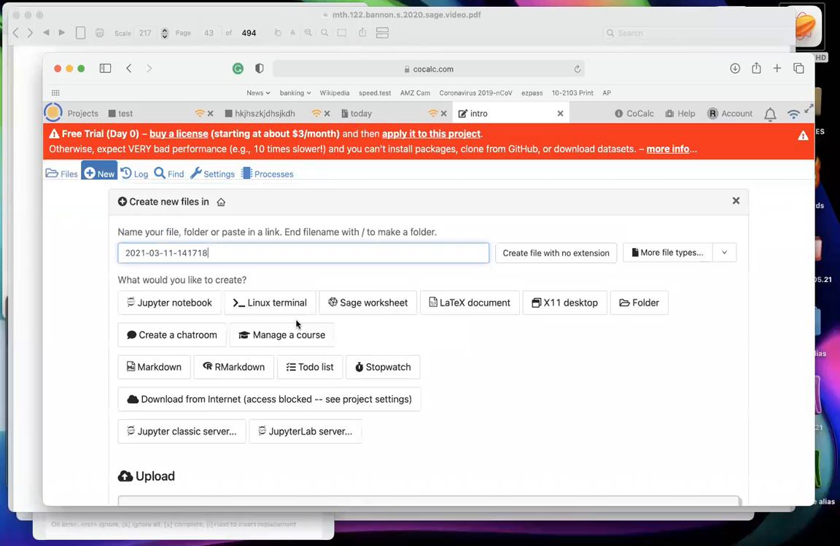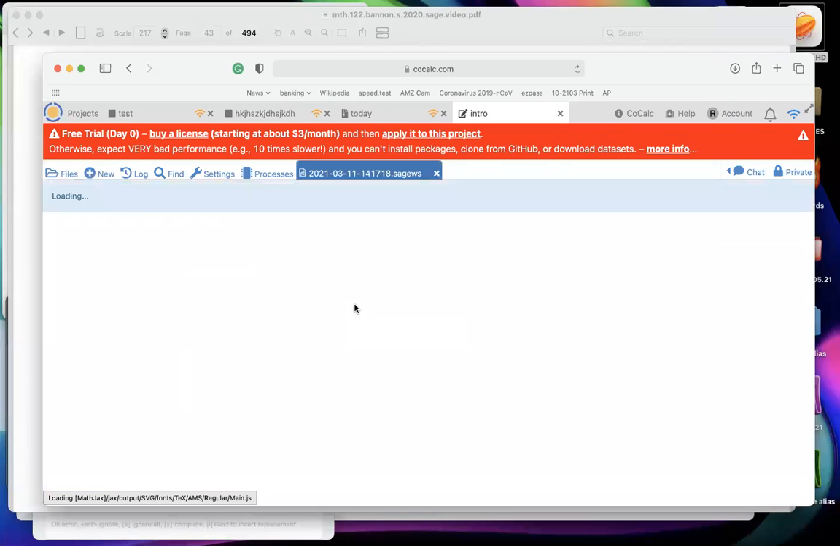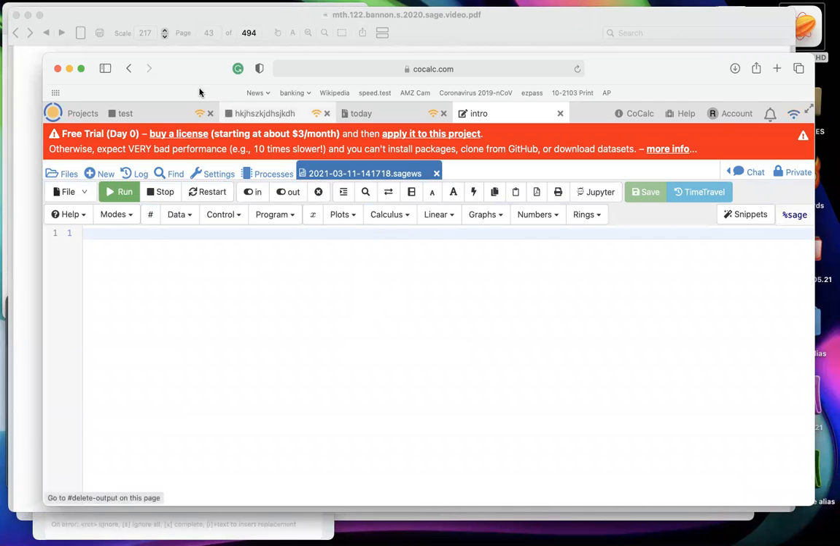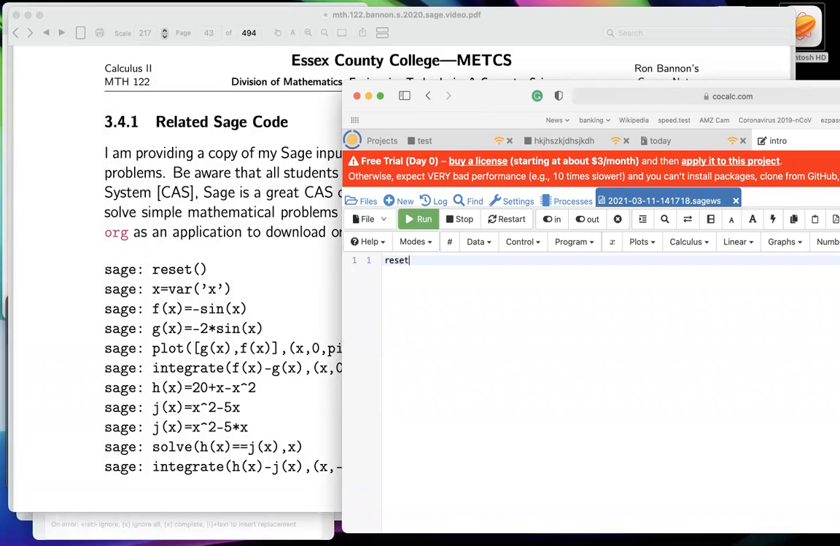I'm going to create one. Now, what kind of file do I want to create? There's a lot of choices over here. What I want is just a SAGE worksheet. I click on this and it opens up. Once this is done, I've got something that looks like a word processor, so you can type this stuff in, like reset. I'm just looking at my notes, by the way.